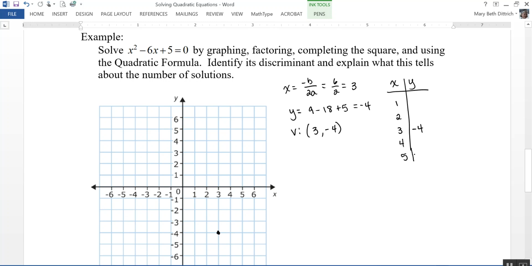And remember, we're looking for what is the value of x when y is equal to 0. So when I plug in 2, I get negative 3, and I'll get the same thing for 4. When I plug in 1, I get 0, and I get 5. And I plug in 5, I'll also get 0. So let's go ahead and graph that. 2, negative 3, and 4, negative 3. 1, 0, and 5, 0.